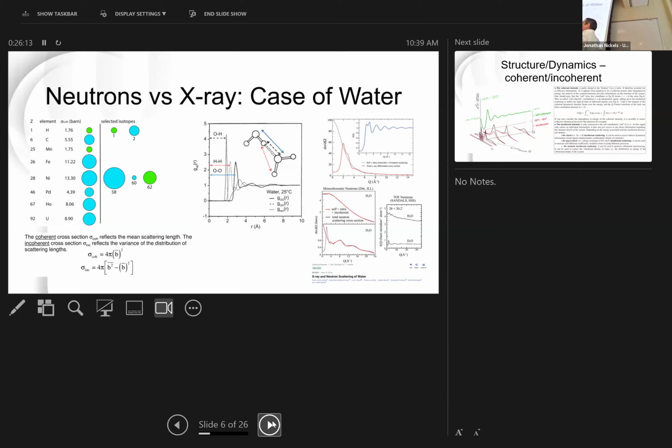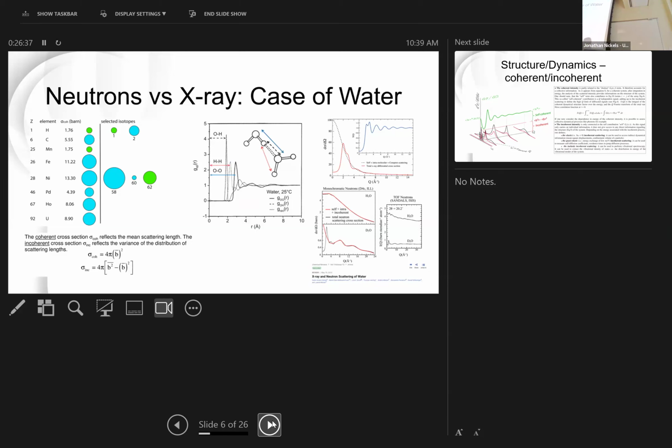With neutrons, you can do this experiment quite differently. You can do it with H2O, you can do it with D2O, you get very different signals. So a proton has very little coherent scattering, but an enormous amount of incoherent scattering. Whereas a deuterium atom will give you this very nice structure. You'll see the correlations, it's all there.